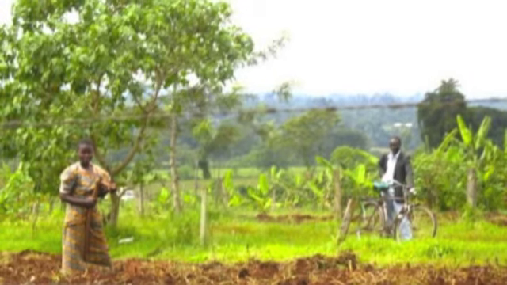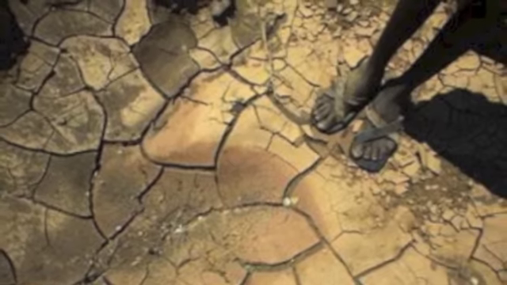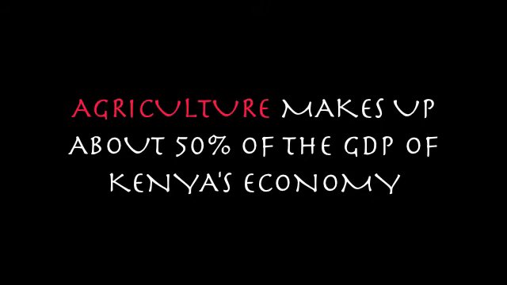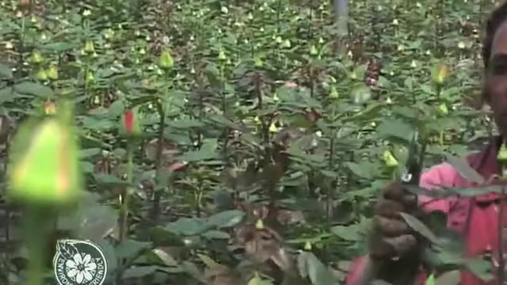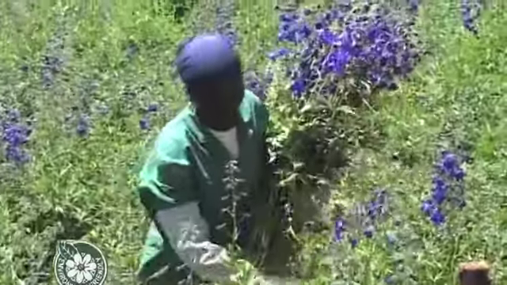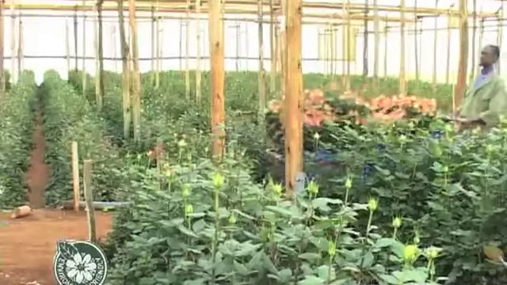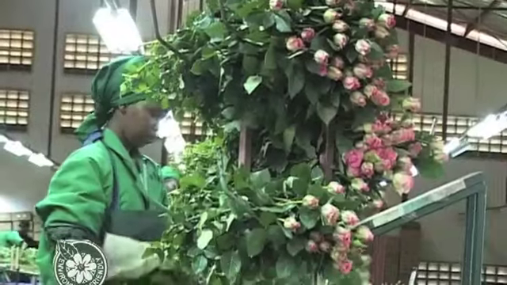75% of the population makes a living from agriculture, and only 20% of Kenyan land is arable. Agriculture makes up about 50% of the GDP of Kenya's economy. This graph shows Kenya's GDP in comparison to a couple of its neighboring countries. The biggest foreign exchange in Kenya is the cut flowers market. Currently, the sales are indirect and are sold through Dutch auction systems. Also, large-scale growers dominate the markets and leave the medium and smaller businesses without customers.